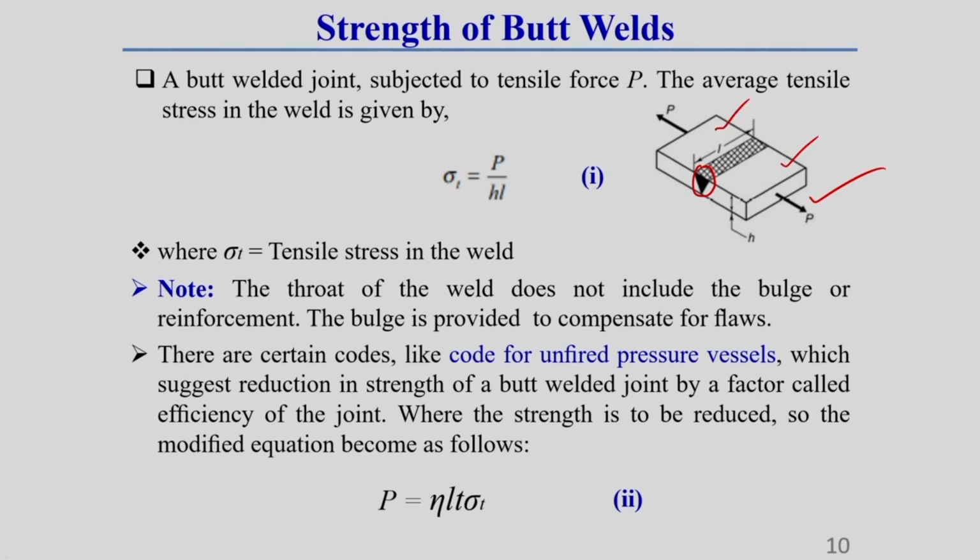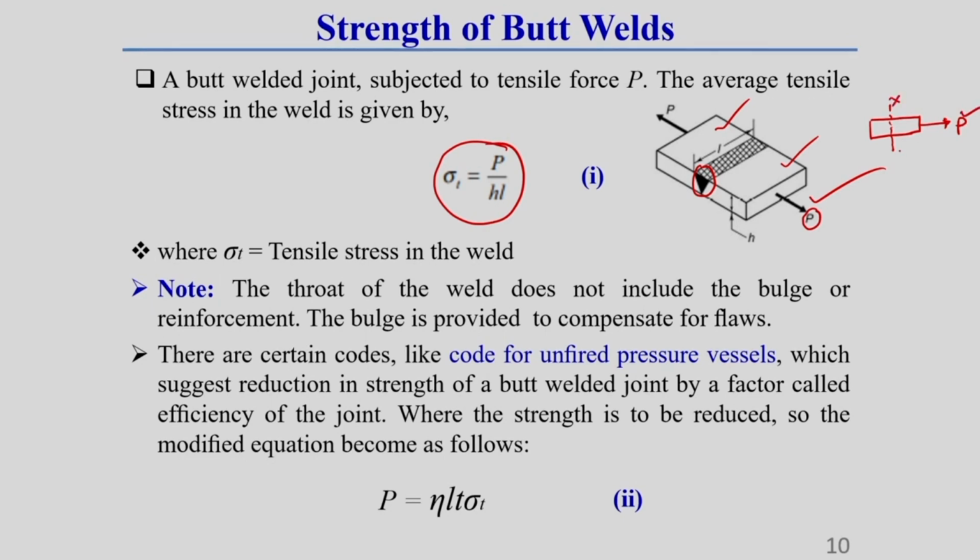So, here this workpiece is subjected to a tensile force P. Then the average tensile stress in the weld can be found out by sigma T equal to P divided by H into L. What does it mean? We know once a body is subjected to some external force P, then internally in this body there is developed some resisting force, which is generally equal to this external force.